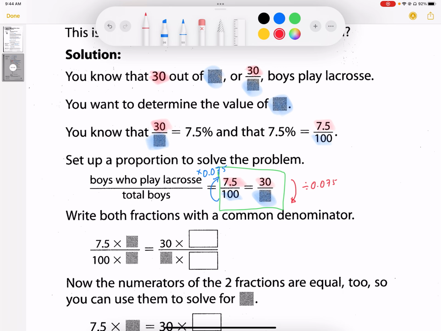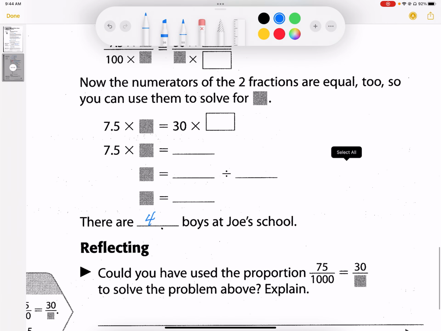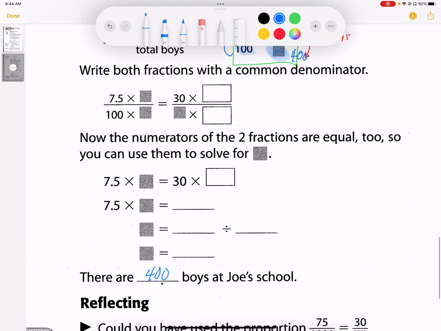So we're going to divide, and so we end up with 30 divided by 0.075. Don't forget the 0. And we end up with 400 as the whole. Okay, so that represents 400. So the answer is there are 400 boys at Joe's school.